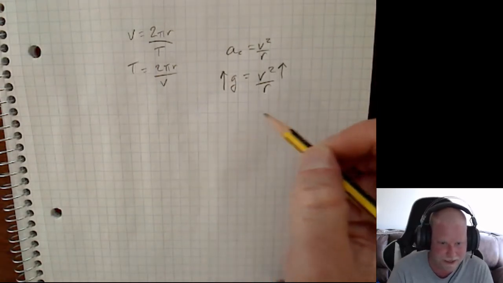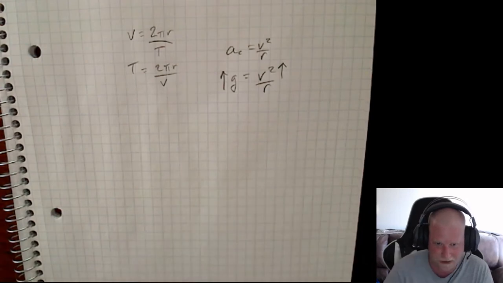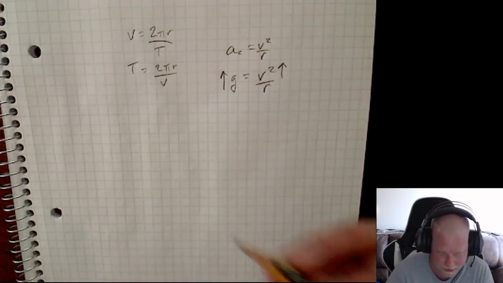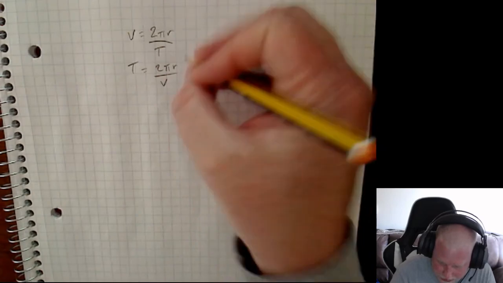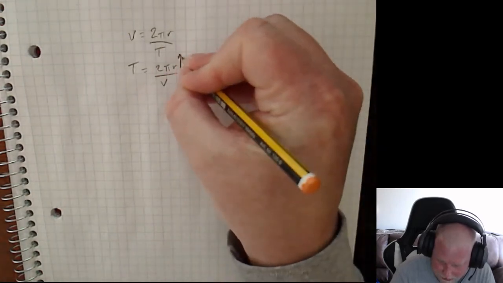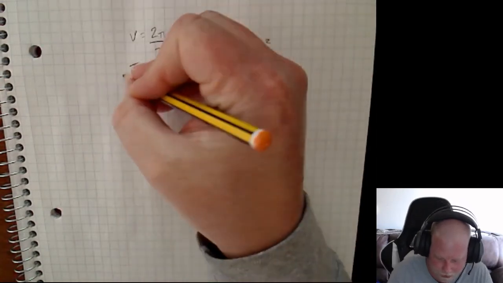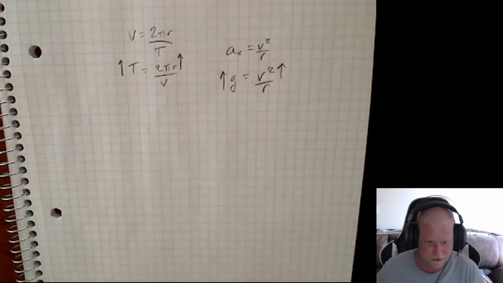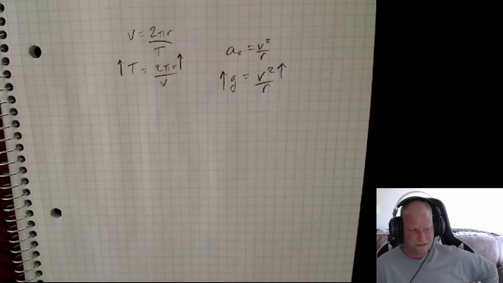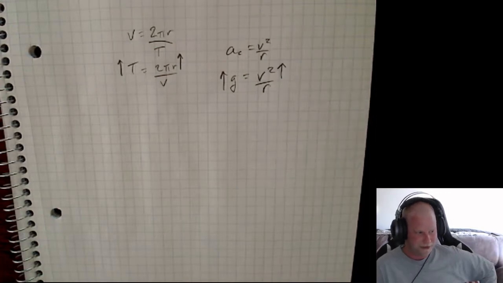Now if we look at B, increasing the height of the satellite above the surface, well, if we increase r, the height at which it orbits, we also increase T, the period of rotation. Right, so B is the only choice that makes mathematical sense.